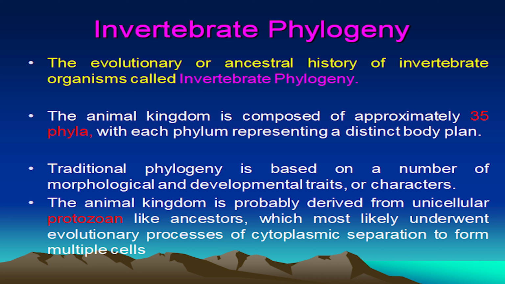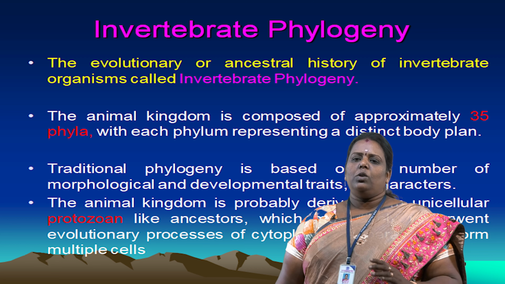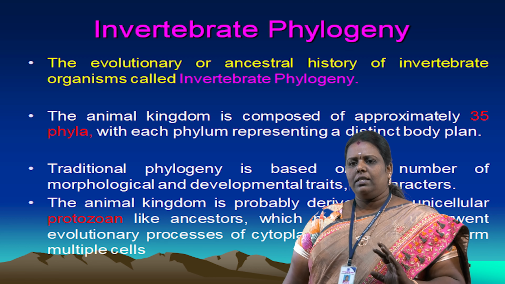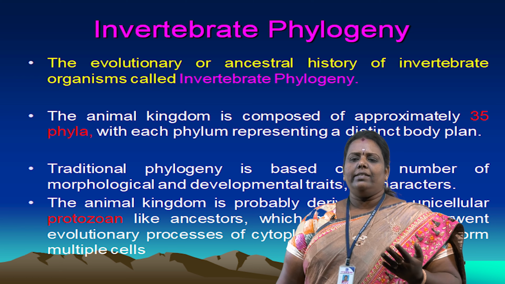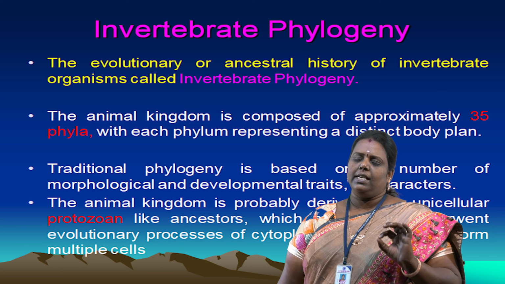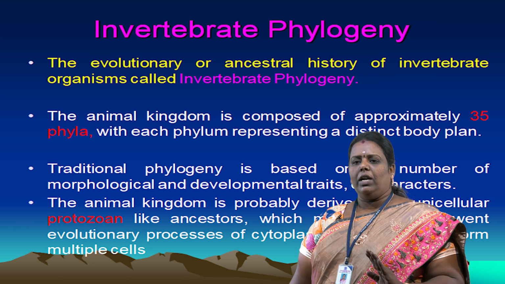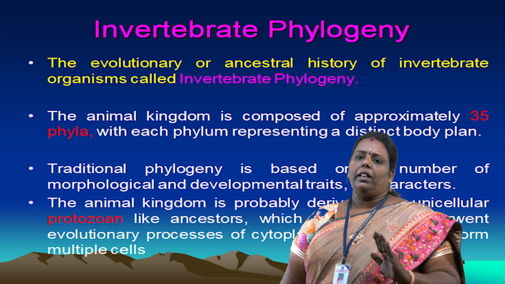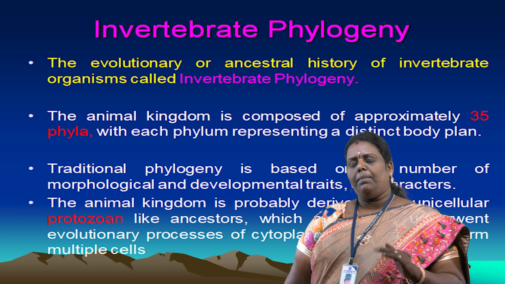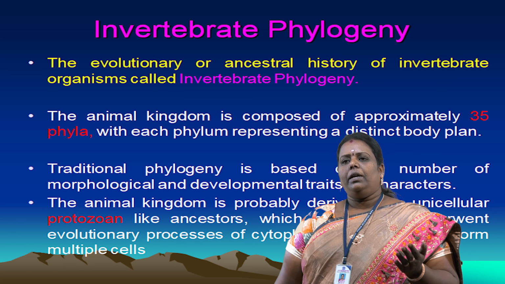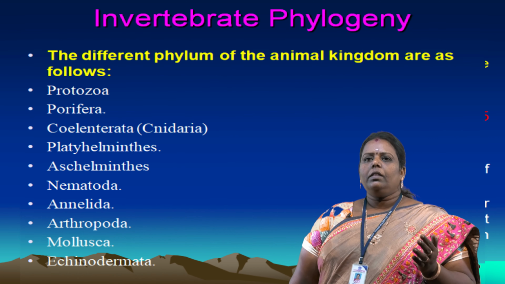The animal kingdom is probably derived from a unicellular protozoan-like ancestor, which most likely underwent an evolutionary process of cytoplasmic separation to form multiple cells. You know the protozoans, for example amoeba. The amoeba is a single-cell organism. After that, all the cells developed from the amoeba, the single-cell organism. Side by side, the cells also developed into multicellular organisms.